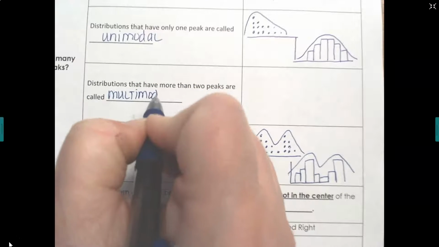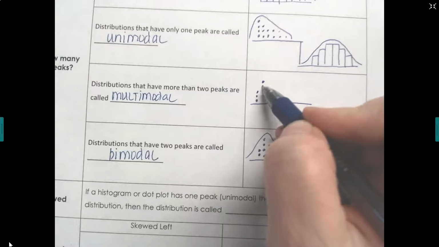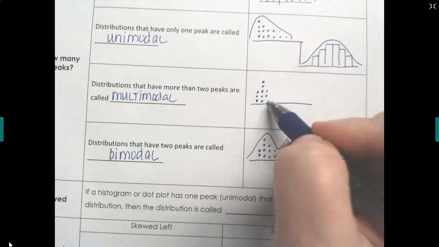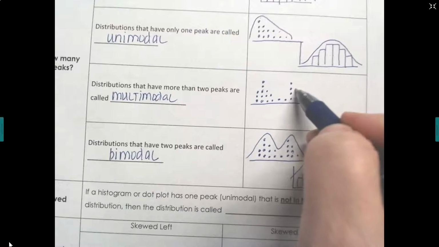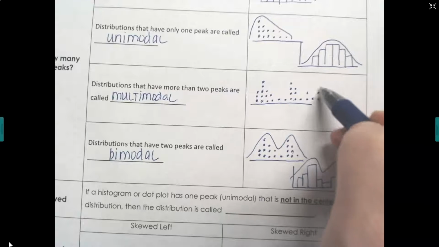Now, if we have more than two peaks, we call that multimodal. We could get into all the prefixes, but once it goes beyond two, we're just going to call it multimodal. If I showed you in a dot plot, we just had some groupings with separation between them, and that's really what you're looking for. You have multiple modes, but they're all separated from each other.